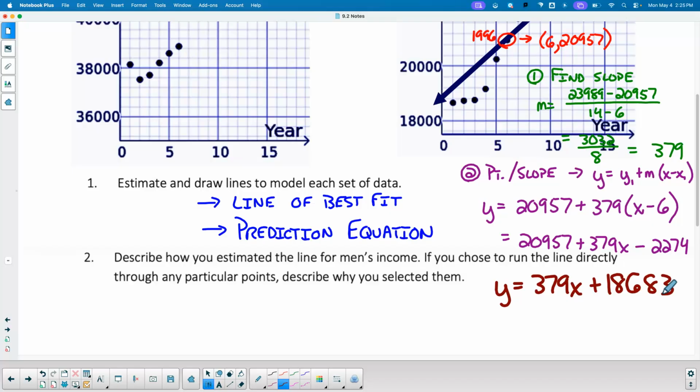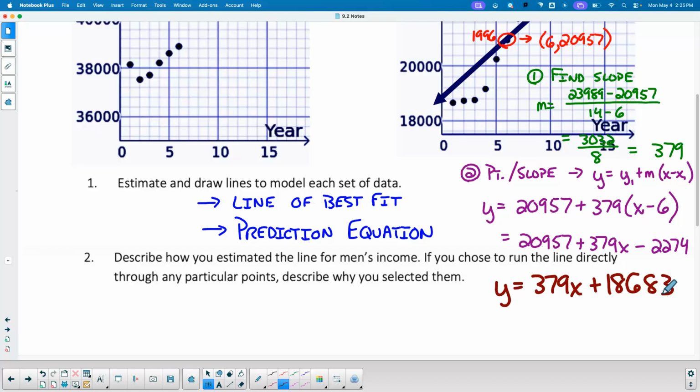So let's talk about that equation now, because it's telling us some things. What is one thing, Evan, that it's telling us? It's going up by 379 each year. What's going up by 379 each year? The median income for women. The median income for women is increasing by 379 dollars per year, because that's the unit we're in, right? We're talking dollars versus years.